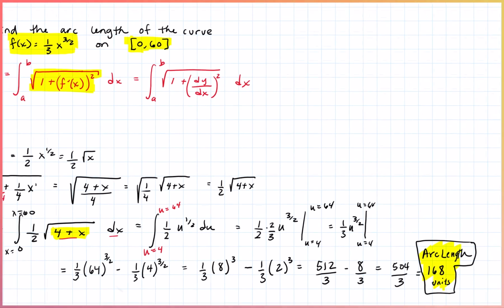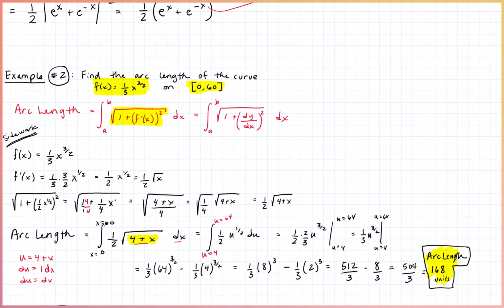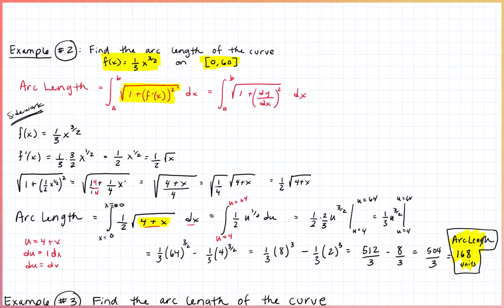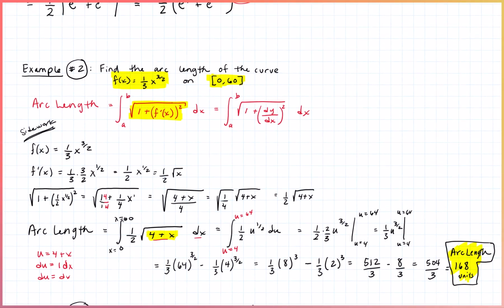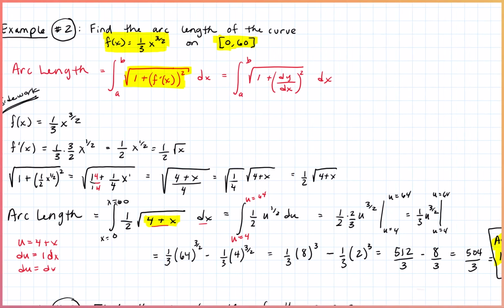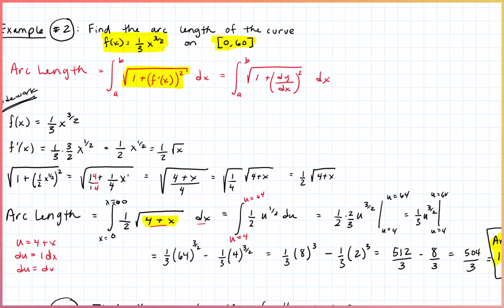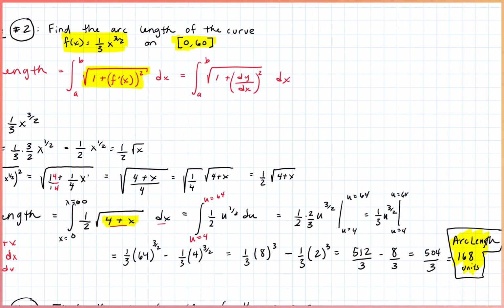Let me go ahead. I'll see if I can get it all. I'm pretty close. We almost have it all on the board. We're getting the next example there too, but there we go. 168. And so that worked out really nicely on that one. So that is the length of that curve, 168 units from 0 to 60.